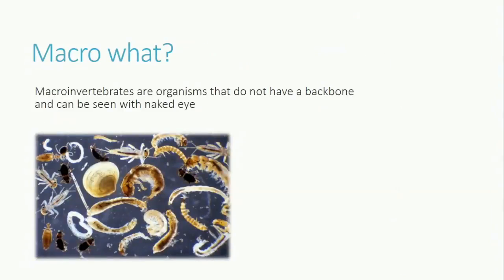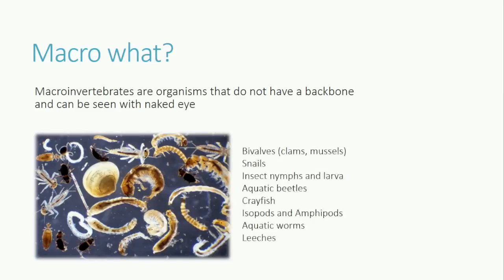So what is a macroinvertebrate? Let's break down the word. Macro means that it can be seen with the naked eye, and invertebrate means the organism doesn't have a backbone. Macroinvertebrates include bivalves, snails, insect nymphs and larvae, aquatic beetles, crayfish, isopods, amphipods, aquatic worms, and leeches.